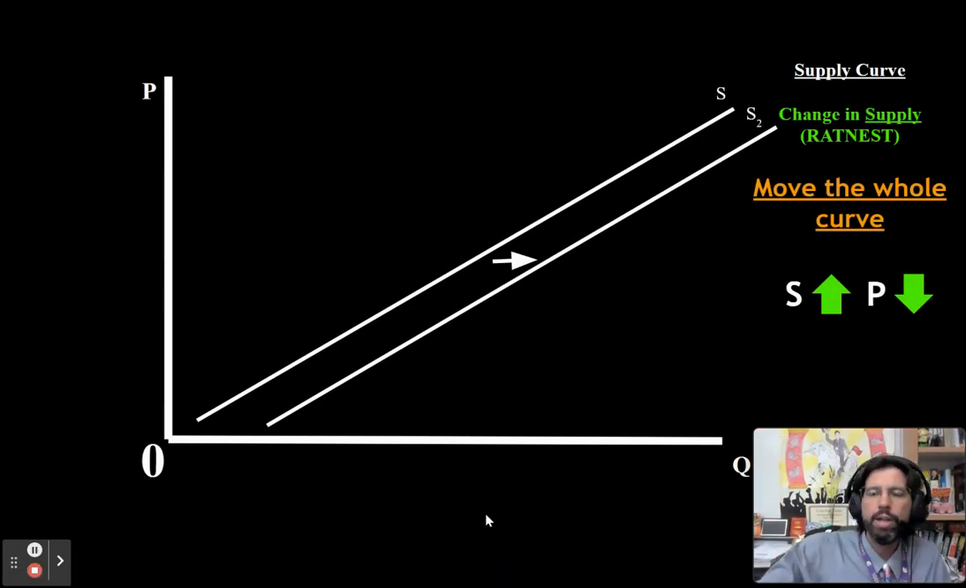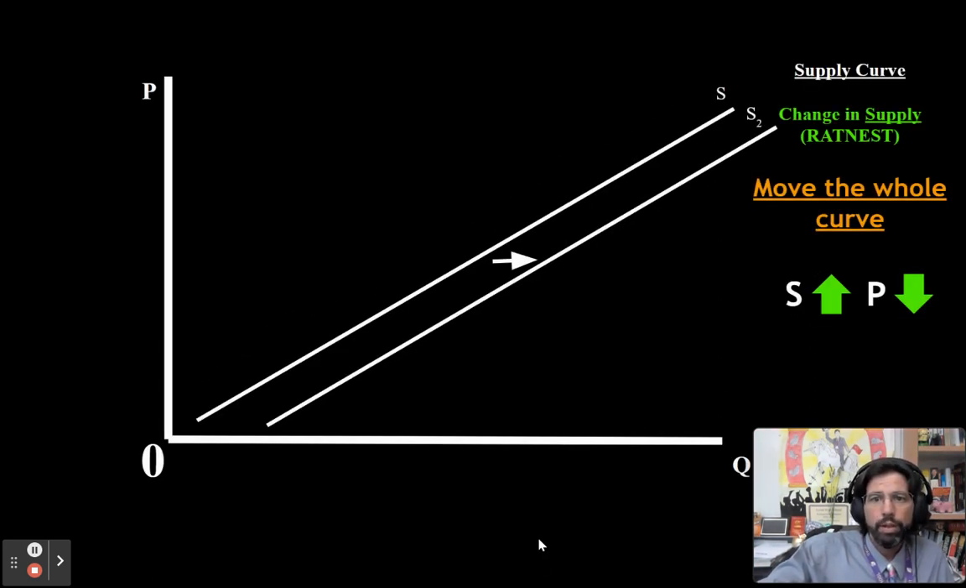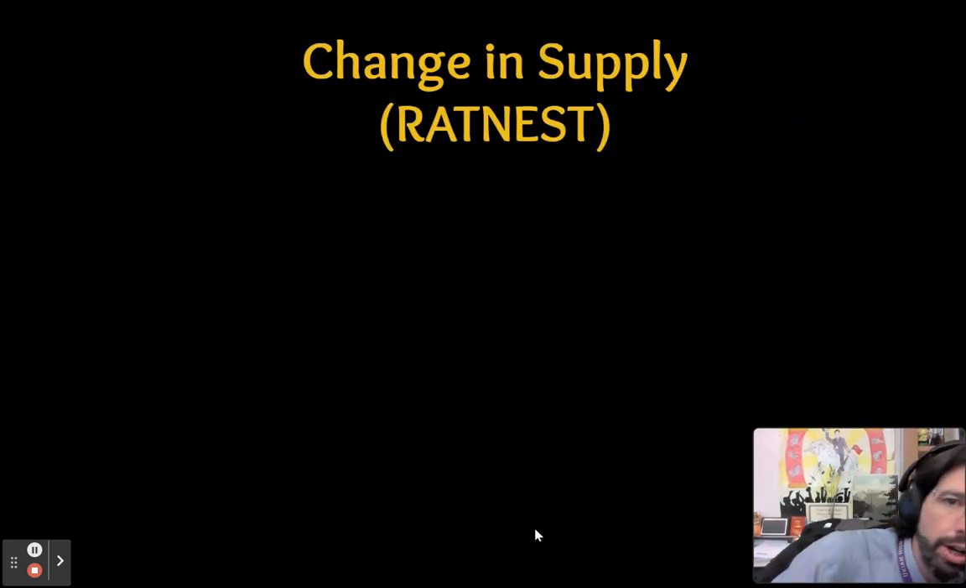So when you have an increase of supply, the curve shifts to the right. Notice that direction, and the price goes down because scarcity overall has decreased. And then, of course, when your supply goes down, we shift over to the left and scarcity goes up. So the price increases. Okay. Once again, change in supply: increase in supply, decrease in supply. All right. So let's get started on our change in supply.